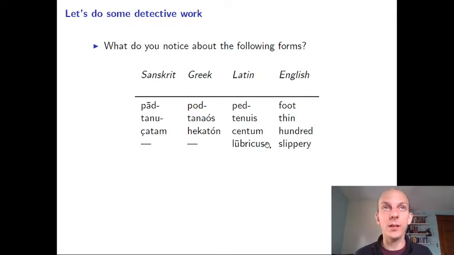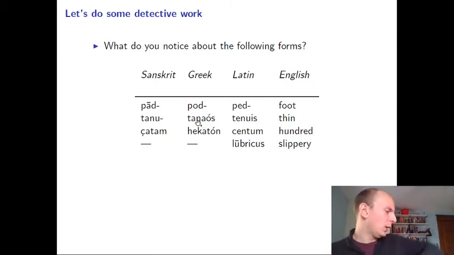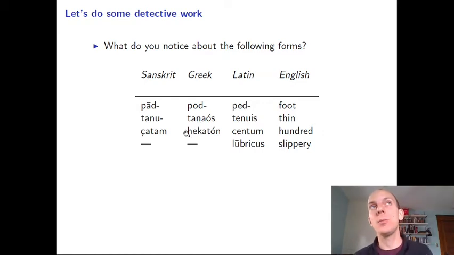Here another point of notation. These little dashes don't mean that Sanskrit and Greek don't have a word for slippery, right? It's just that we're not worried about it right now. They have a word for it. It's just not included in the data set. And that will become a little bit more obvious why it's not included in the data set later on. But it's not like it's blank. They have a word for it. It's okay.